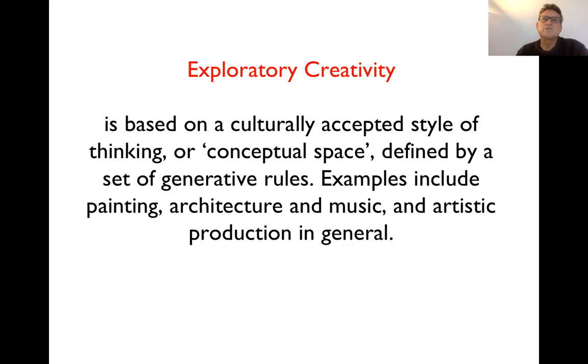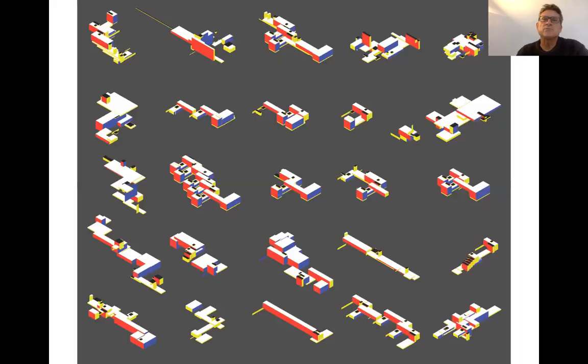Meanwhile, exploratory creativity is based on a culturally accepted style of thinking or conceptual space, defined by a set of generative rules. Examples include painting, architecture, music, and artistic production in general. And here she's referring to shape grammar, the use of shape grammar in architecture, for example. This is the work of Immanuel Koh, a Singapore based AI architect, where he's done a study on the various Bauhauses that there could be.